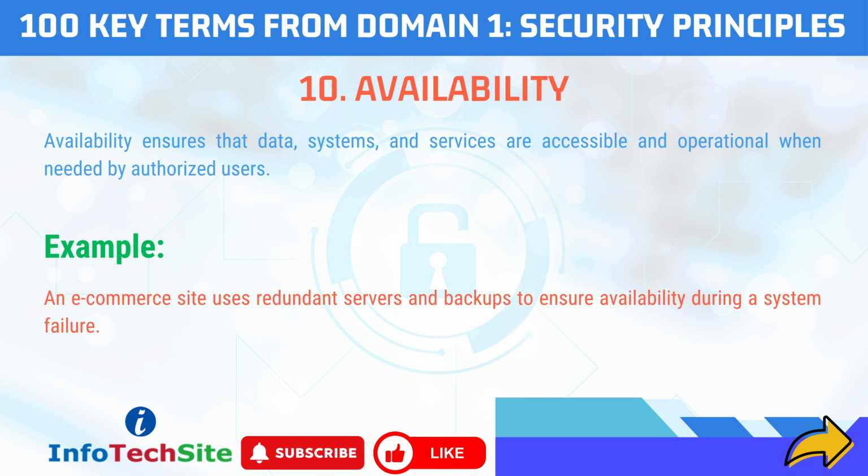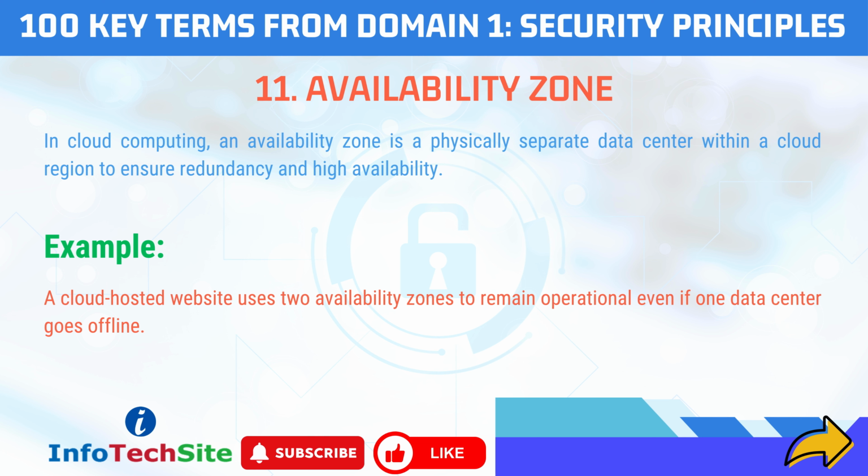10. Availability. Availability ensures that data, systems, and services are accessible and operational when needed by authorized users. Here is an example. An e-commerce site uses redundant servers and backups to ensure availability during a system failure. 11. Availability zone. In cloud computing, an availability zone is a physically separate data center within a cloud region to ensure redundancy and high availability.